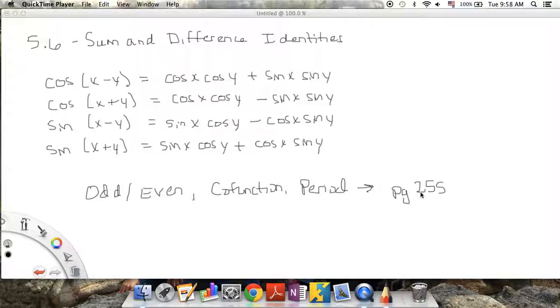There's also on page 255 a review of the odd and even identities, the cofunction identities, and the period identities that we've done previously, and you need to make sure you review those and know those because you'll have to use those as well. There are a lot of trig identities. Some we went over in 5.5, some we went over in previous chapters, some we're going over today, but you need to know those. Make yourself a sheet that shows all the trig identities that you know so that you have something to study off of.